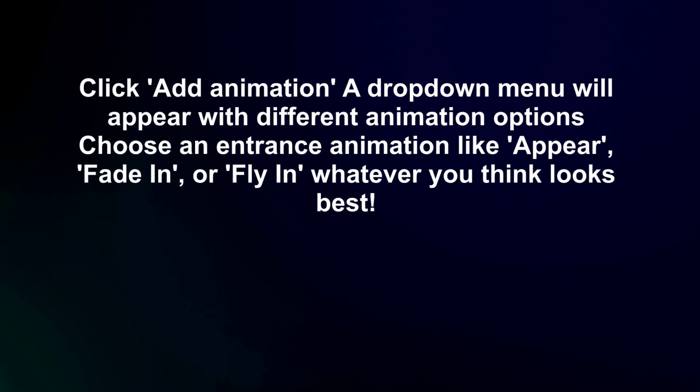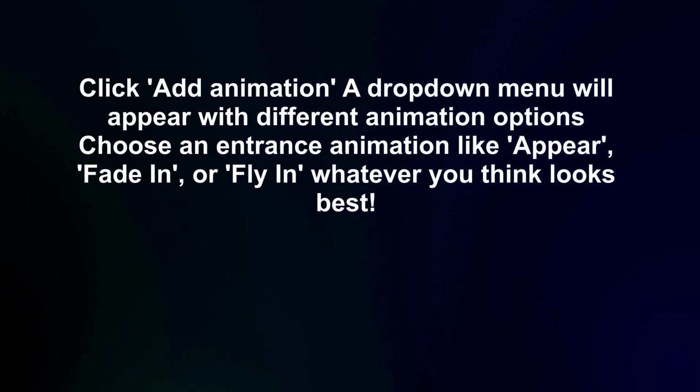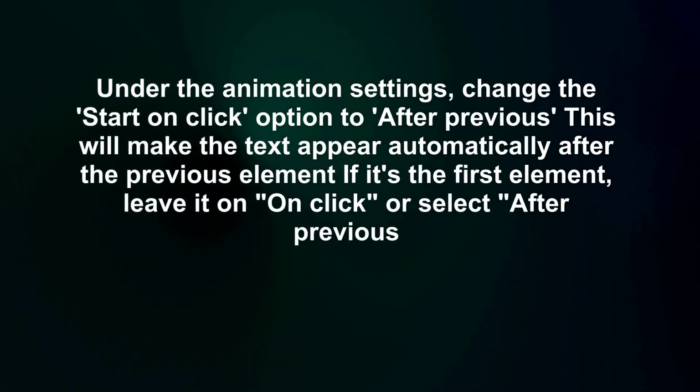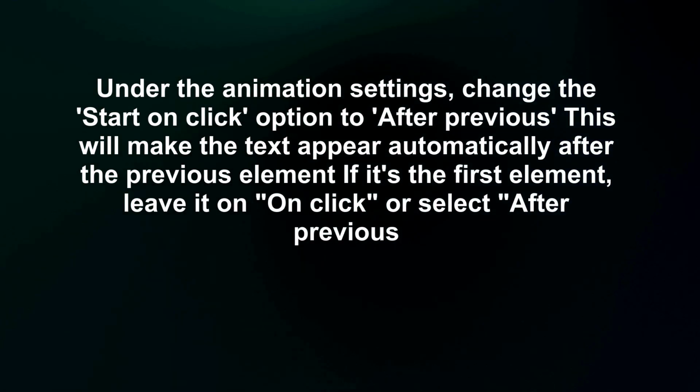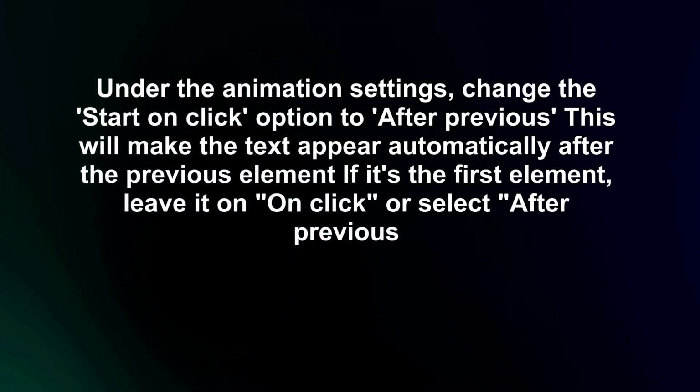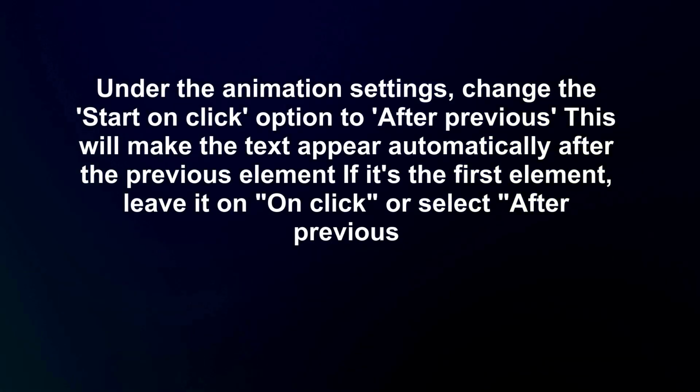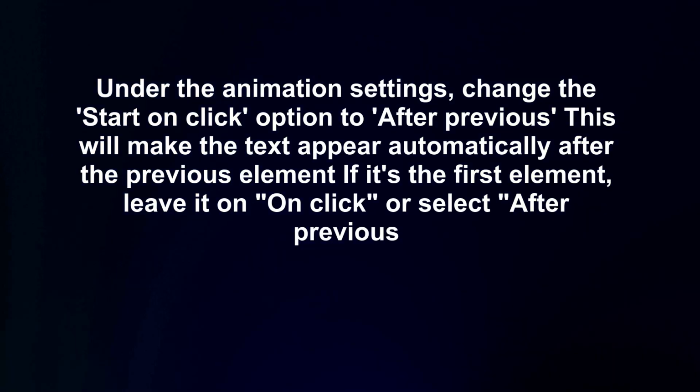Choose an entrance animation like appear, fade in, or fly in, whatever you think looks best. Under the animation settings, change the Start on Click option to After Previous. This will make the text appear automatically after the previous element. If it's the first element, leave it on click or select After Previous.